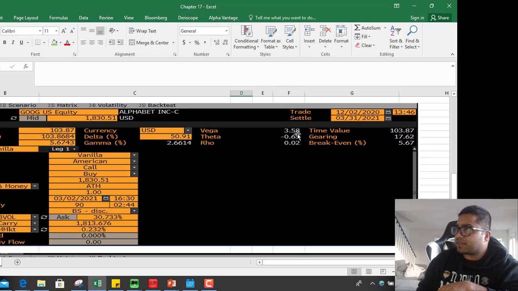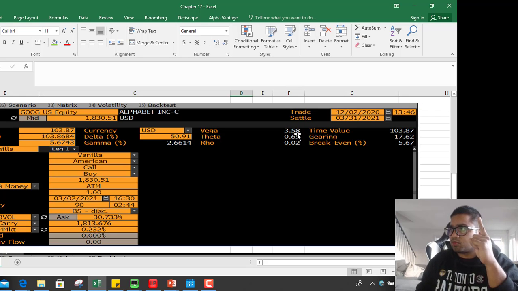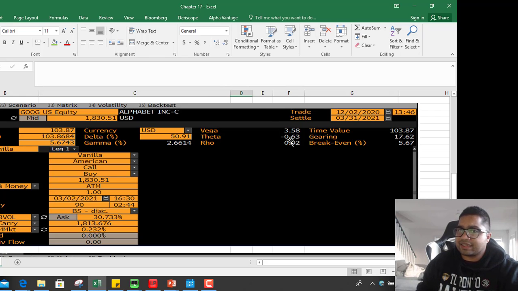Vega is 3.58 now. For every 1% move in volatility, this option moves by 3.5%. So it is much more sensitive to volatility than the Apple one. Okay, theta is 60 cents almost. So each day you lose out 60 cents if you're a buyer. Each day you make 60 cents if you're a seller. Rho is 0.2. So every time interest rates move, this will move by 0.02 times that interest rate move.